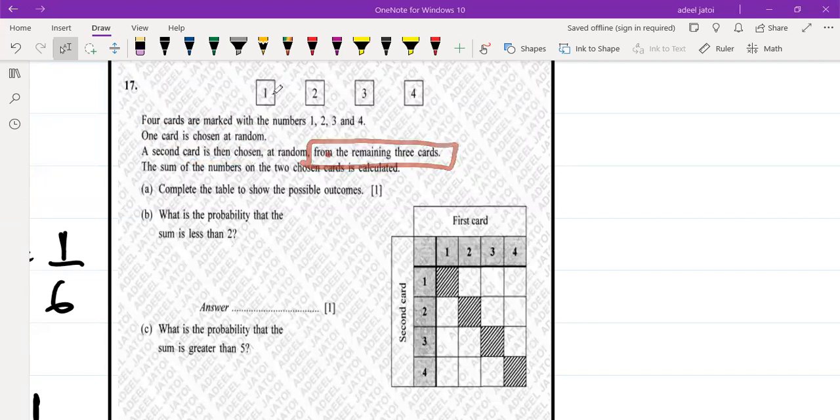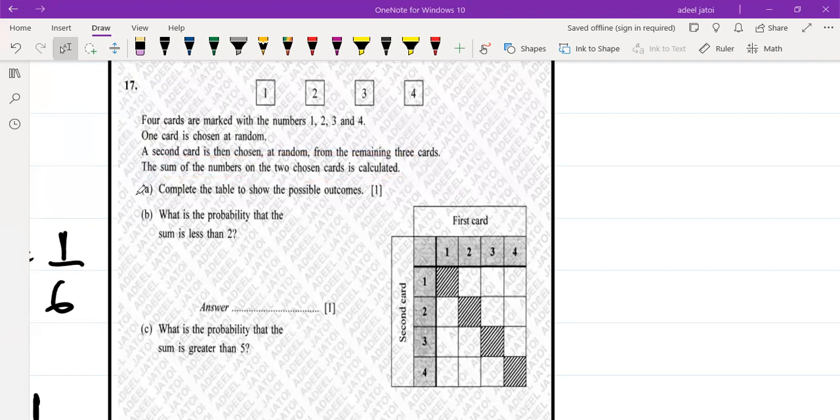That means if 1 is picked, you can't pick 1 again. If 2 is picked, you can't pick 2 again. If 3 is picked, you can't pick 3 again. If 4 is picked, you can't pick 4 again. So the sum of the numbers of the 2 cards is calculated.